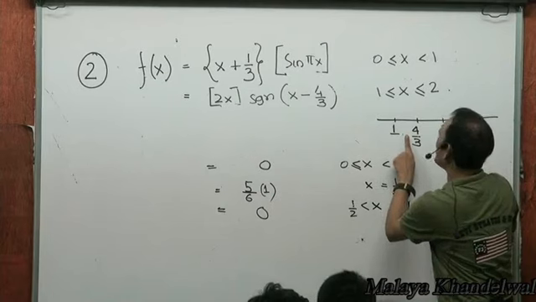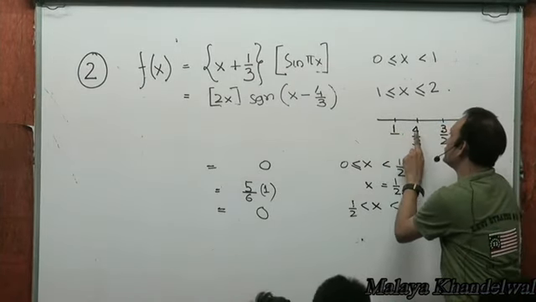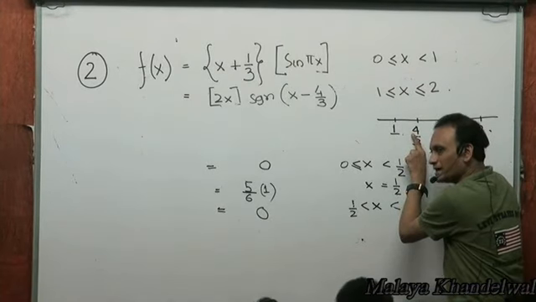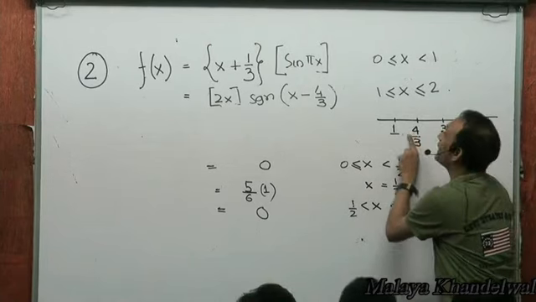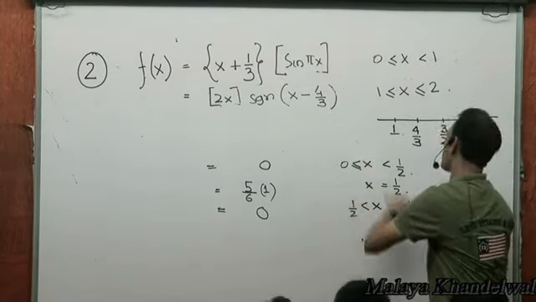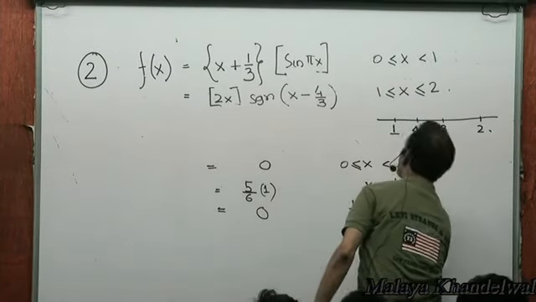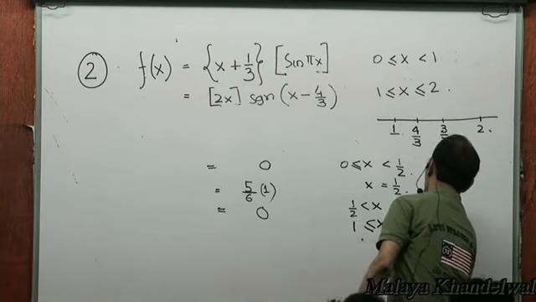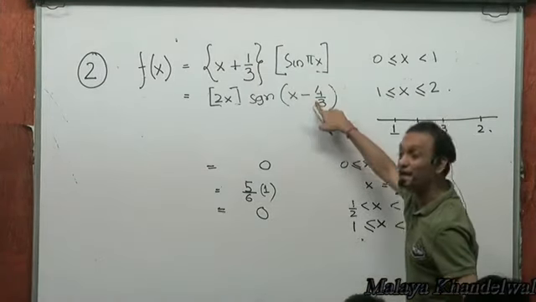For x greater than 1, less than 4 by 3, 2x will be greater than 2 but less than 8 by 3. So box of 2x will still be 2, and signum of x minus 4 by 3 will still be minus 1. So what I can do is x greater than or equal to 1 but less than 4 by 3. When x is less than 4 by 3, this is a negative number. Signum of this will be minus 1.